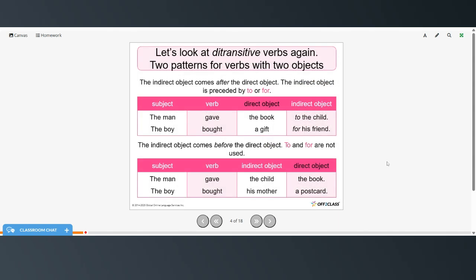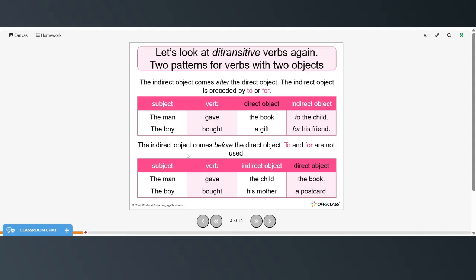So let's take a look at ditransitive verbs again, and there are two patterns for verbs with two objects. The indirect object comes after the direct object. The indirect object is preceded by to or for. So the sentence structure would be subject, verb, direct object, indirect object. So the man gave the book to the child. The boy bought a gift for his friend.